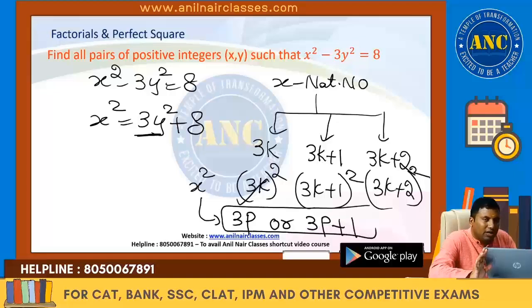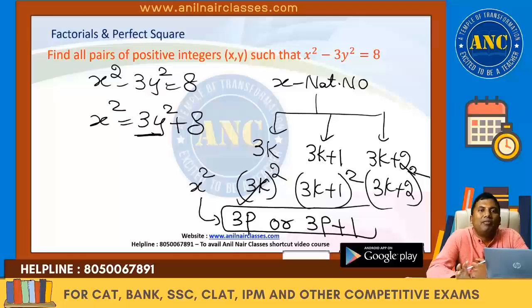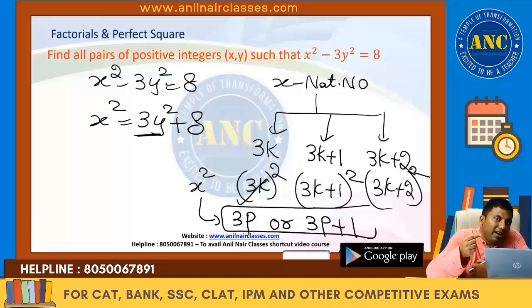Are you all with me? It is not only 4p or 4p plus 1. It can also be 3p or 3p plus 1. Why is it 3p plus 1? Because any natural number when divided by 3, the remainder will be 0 or 1 or 2: 3k or 3k plus 1 or 3k plus 2. If I square 3k plus 2, 9k square is divisible by 3, 12k is divisible by 3, and 4 divided by 3 gives remainder 1.